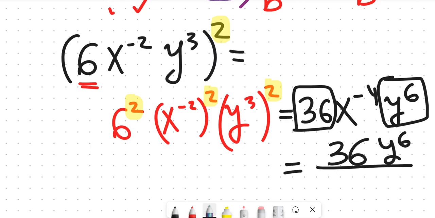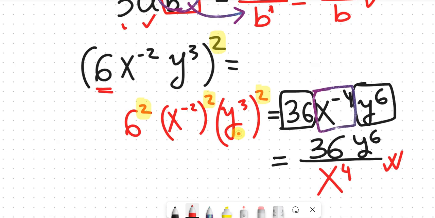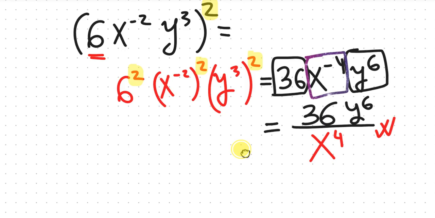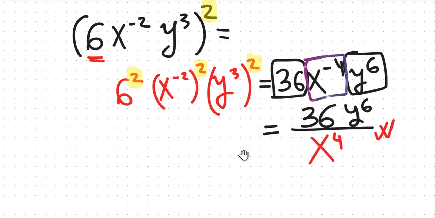The only one that has a negative exponent is x to the power of negative 4. If we move it to the denominator, then the exponent becomes positive. So the final answer will be 36y to the power of 6 goes up and x to the power of 4 goes down.